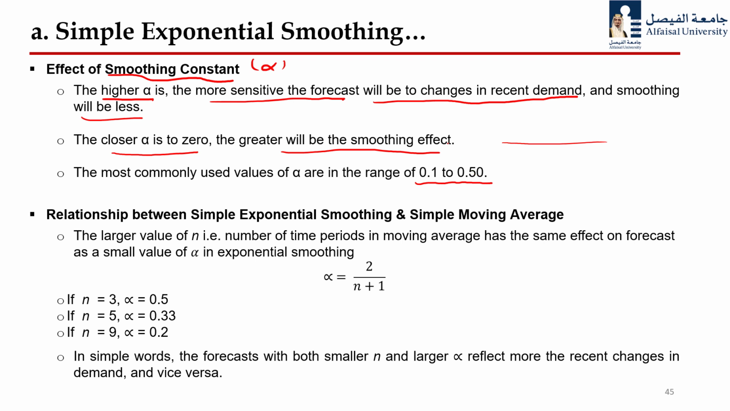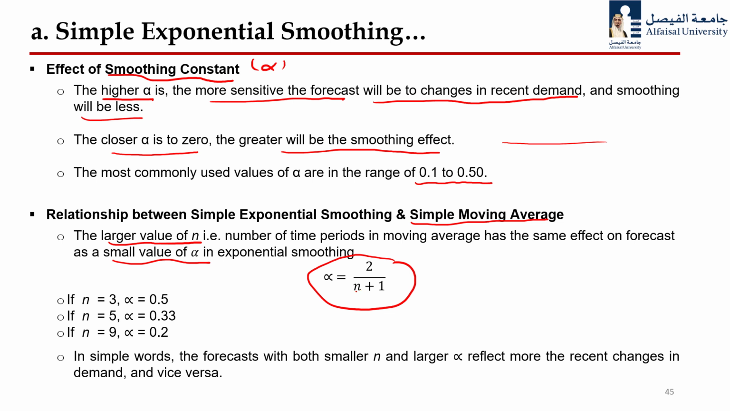Simple exponential smoothing has a direct relationship with the simple moving average. So what is the effect? Remember that the larger the number we use in the moving average, like a 2 month, 3 month or 4 month moving average, the larger the number, it has the same effect as using a smaller alpha. So how can we calculate that alpha? We can calculate it as 2 divided by n, where n is the number of time periods.